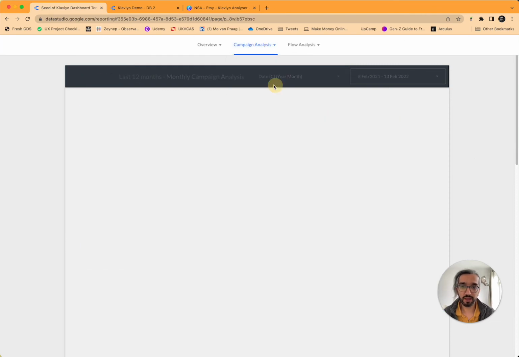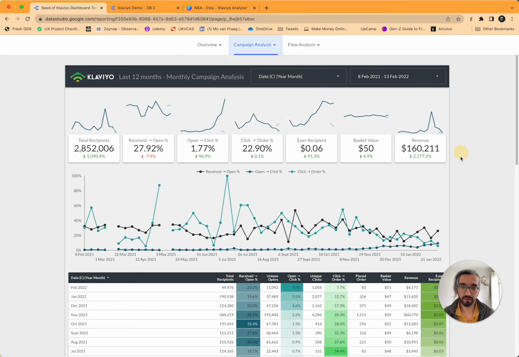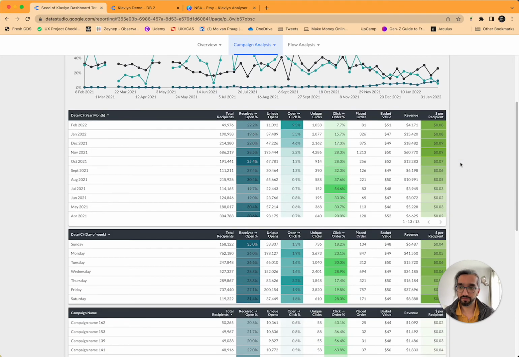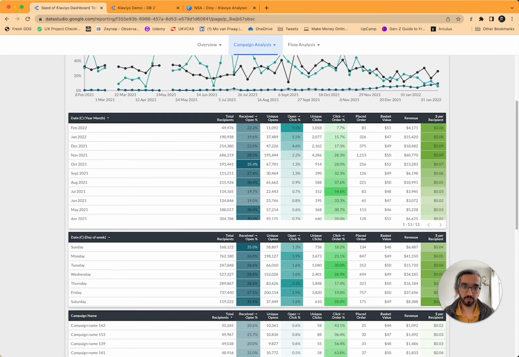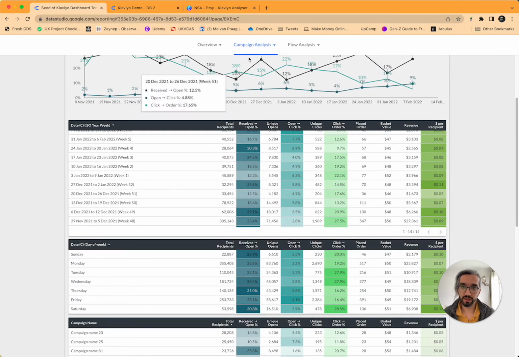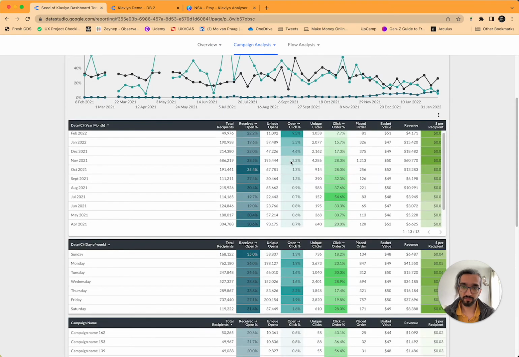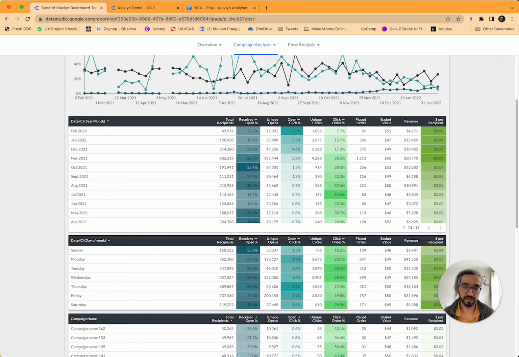We have the same power with the last 6 months and last 12 months. This is the last 12 months of data, and we have monthly data here. So you are able to see the monthly performance with this table. When we look at the last 3 months, this is weekly. When we look at the last 12 months, this is monthly. You can take a screenshot here and put it in your presentation.